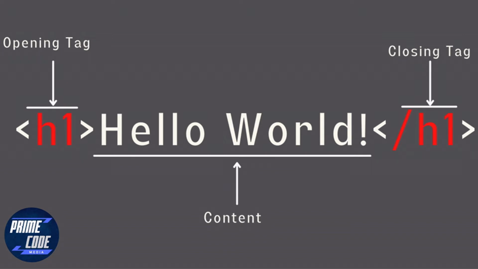The difference between the opening tag and the closing tag, as you might have already noticed, is that the closing tag has a forward slash. Now, the opening tag indicates to the web browser that this is the start of the element, while the closing tag tells the browser that the element ends here.